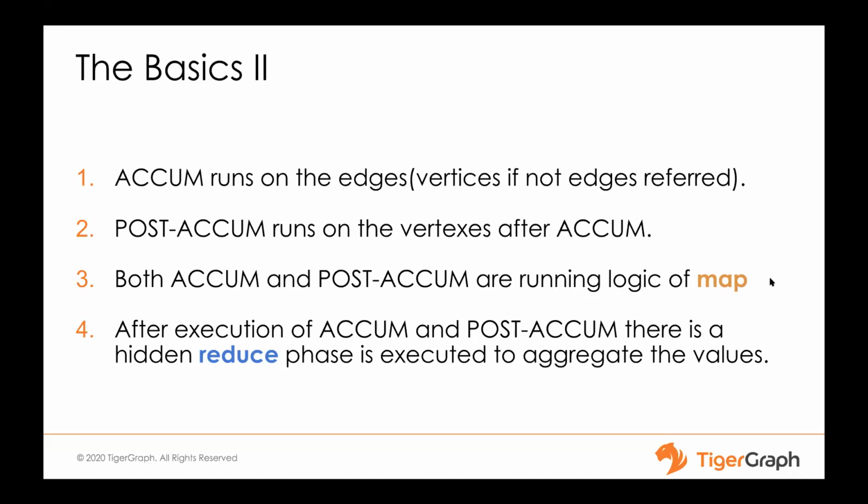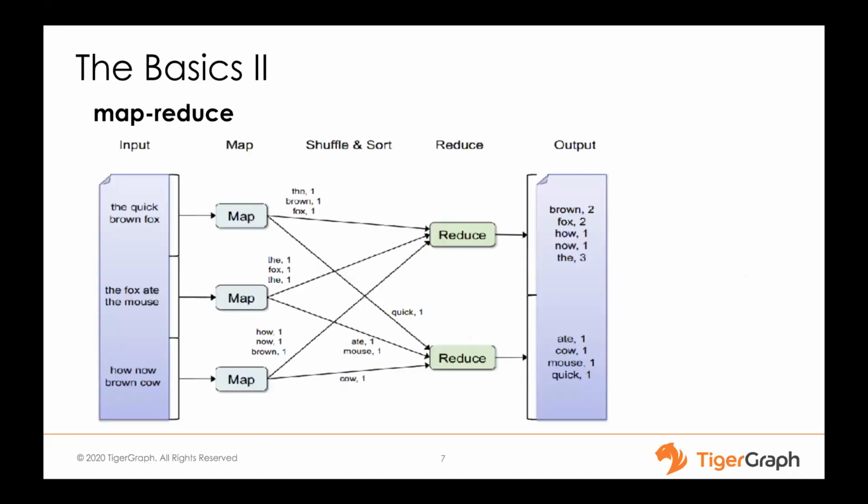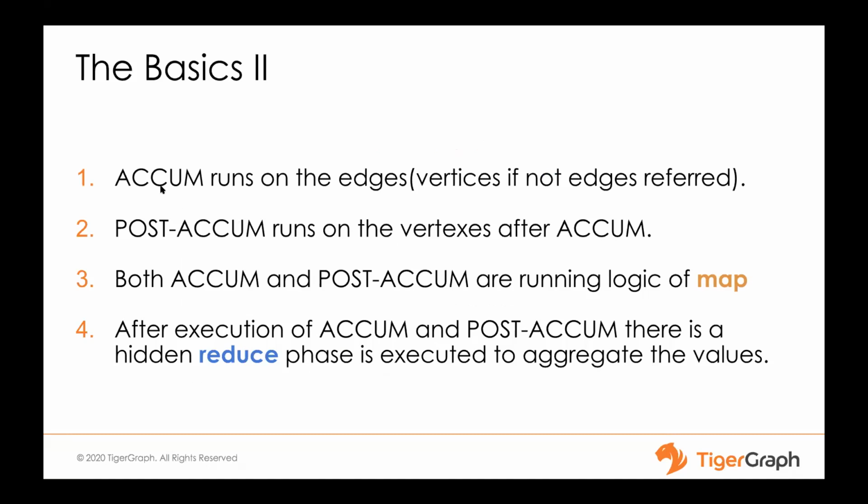Why is it map logic? Because both accum and post-accum run in parallel, right? Accum runs on the edges, and all the edges run the same job in parallel, just like a map does, and it will produce a result. So does the post-accum run on the vertices in parallel and also produce a result. And after accum and post-accum, there is a hidden phase. The reduce phase is executed to aggregate the result produced by accum and post-accum.